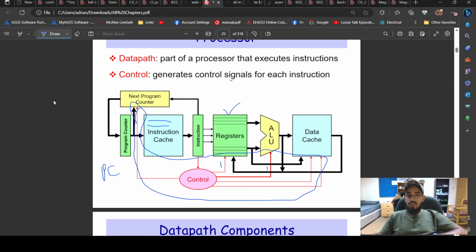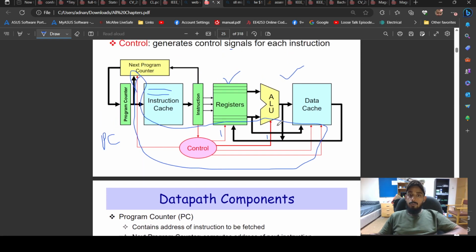And the other one is the data path. What exactly it is, we will see deeply in the next lectures. The data cache has the data, and the ALU, the arithmetic logical unit, actually does addition, subtraction, multiplication, and this stuff. I hope this is clear.